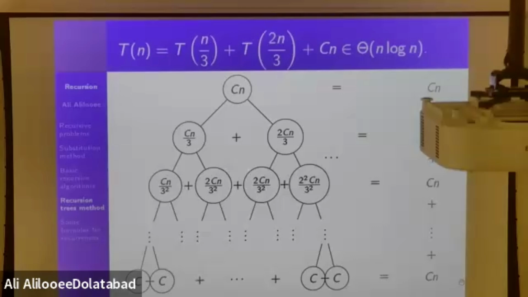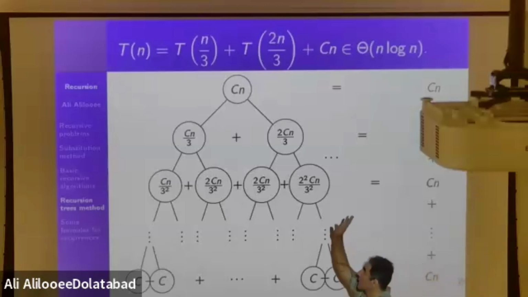How can we label each node? First, the root is labeled by the cost. Here, the cost of the given recurrence is cn. Therefore, as you can see, the root of this tree is labeled by cn. There are 2 children for cn because there are 2 recursive calls. Then how can we find the label or cost of the children? You just need to replace n of the parent with n/3 and with 2n/3. For example, here we have cn. If you replace n with n/3, you will get cn/3. And if you replace n with 2n/3, you will get 2cn/3.